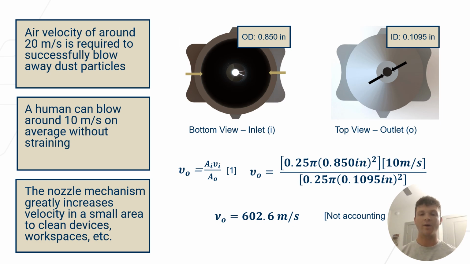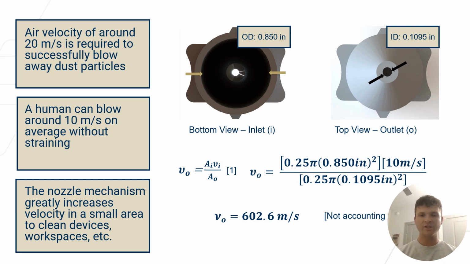Air velocity around 20 meters per second is required to blow away particles that might get in your workspace. And a human can blow on average about 10 meters per second without straining their muscles as they blow. Now, the nozzle mechanism of this device that I've specifically designed greatly increases the velocity as the air goes through the nozzle, and it cleans the workspaces as the air is centered towards the dusty areas.